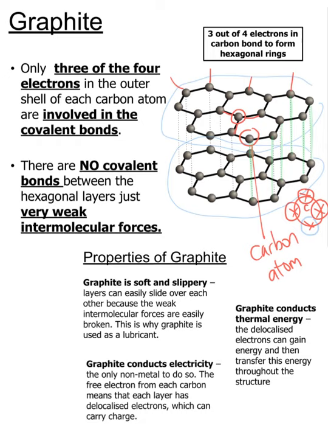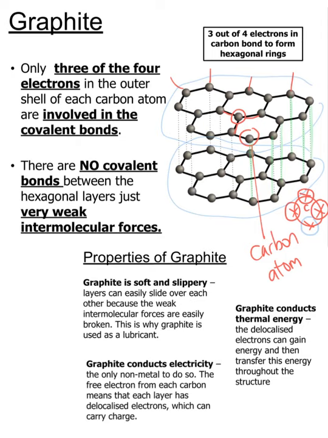So in graphite, you have got 2 types of bonds and forces. You've got the covalent bonds between each of the carbon atoms. You've then got the intermolecular forces that go between the layers. Covalent bonds, very strong. Intermolecular forces, very weak. Remember, only 3 electrons in the outer shell of carbon are bonding, which means we have 1 free.